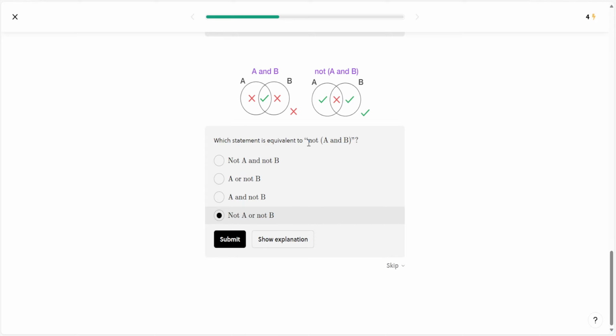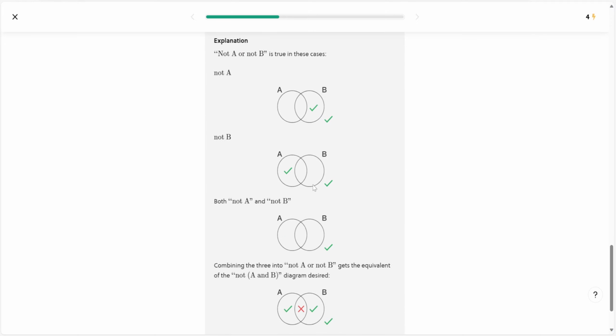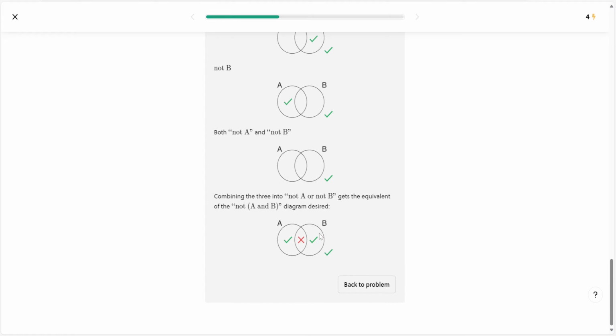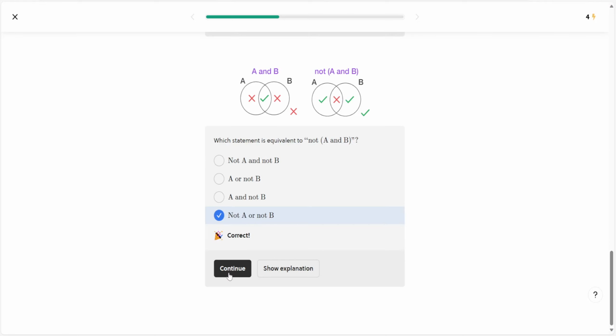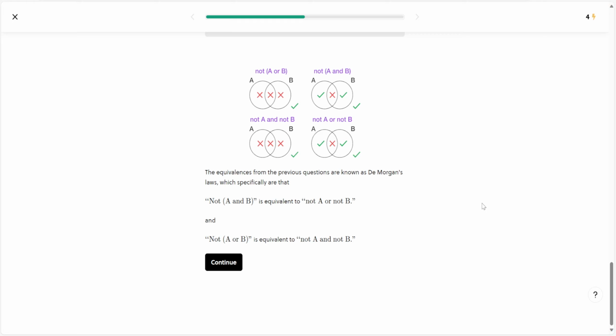Which statement is equivalent to not A and B? Not A or not B. So not A, that would include B, or not B, that would include A. I think it's not A or not B. Oh god, it is. Let's have a look. Not A or not B. It's true in these cases. Yeah, so it's not A, but it does include this one. It's not B, but it does include this one. So you add them both together and you get the two on the outsides. Oh god almighty, I don't know how much more I can take.